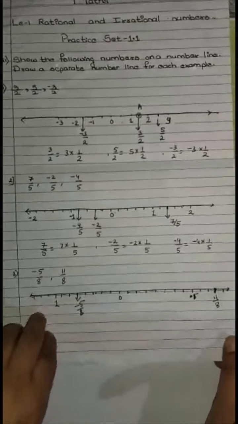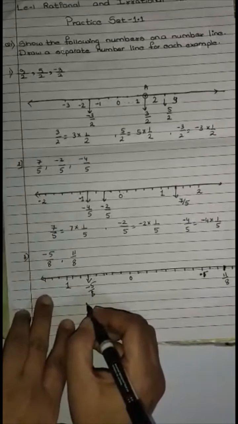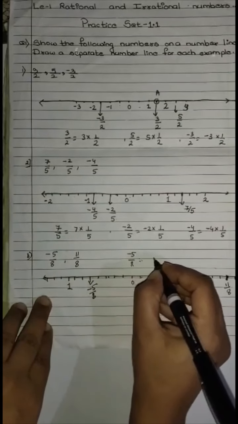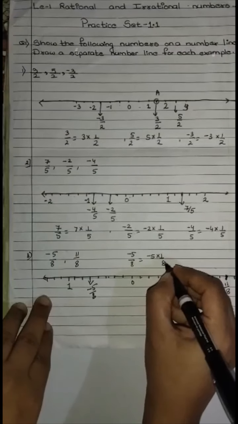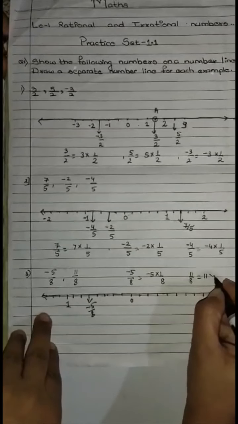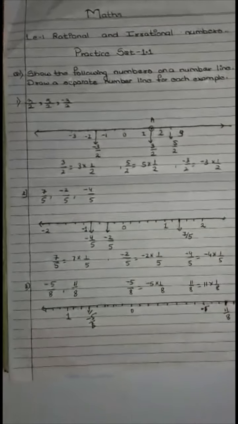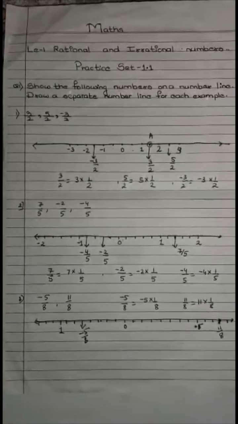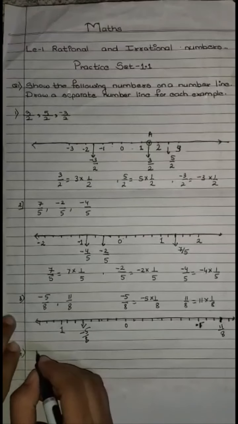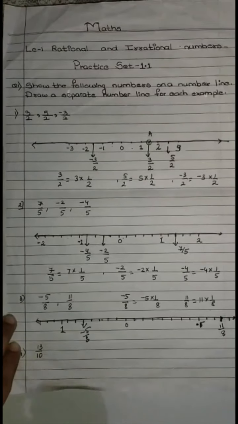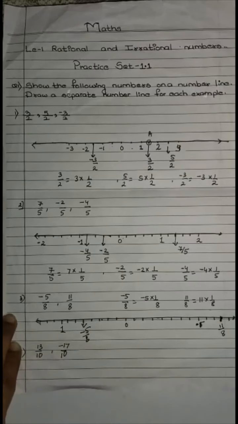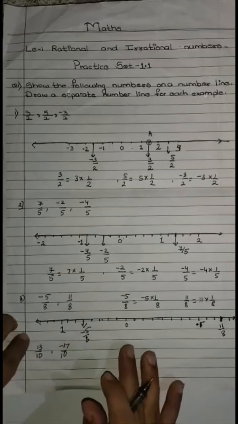Okay, now see, minus 5 upon 8, you can write it as minus 5 into 1 upon 8, and 11 upon 8, you can write it as 11 into 1 upon 8. Okay, it is very easy, students. Now it is the last sum from our video. This is 13 upon 10 and second is minus 17 upon 10. Listen carefully, students. It is very easy.